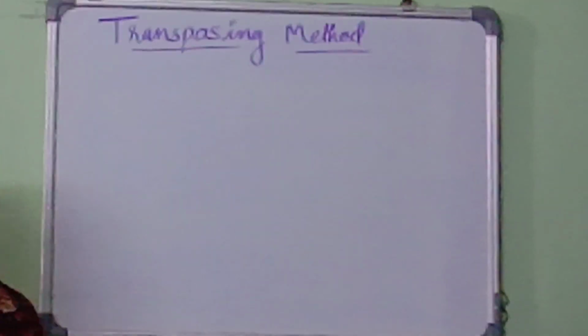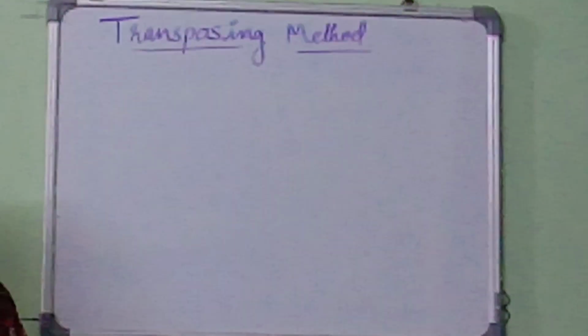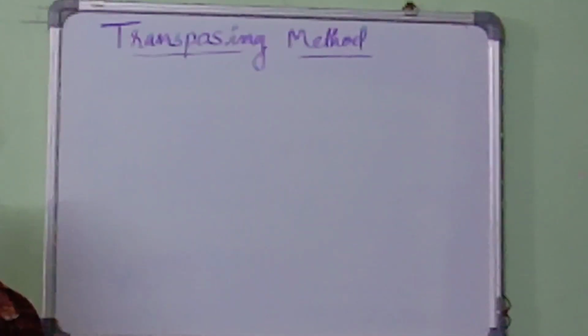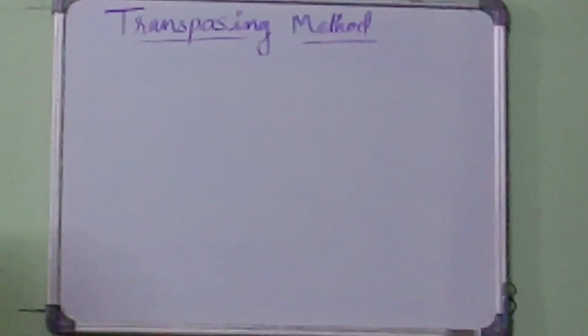To find the solution of an equation, there are two methods. One is the balancing method and the second is the transposing method. In this chapter, we are mainly using the transposition method. Let us see what the transposition method is.